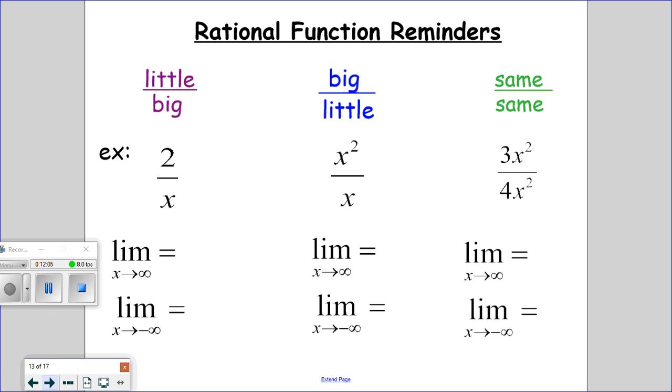That's talking about the biggest exponent on our variable in the numerator and the denominator. So if the biggest exponent is bigger in the bottom, we call it a little over big. There's an example of something that would have that, an x to the 0 over an x to the first. Okay. Big over little has a bigger exponent in the top. And same is exactly what it sounds like. The exponent that's in the top is the same as the exponent in the bottom.